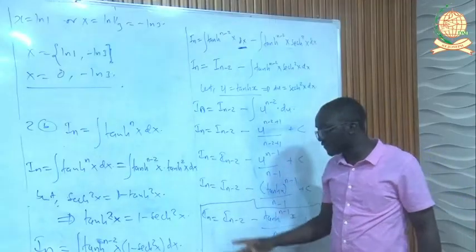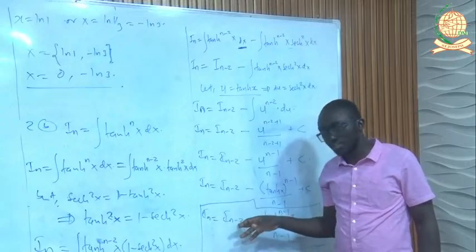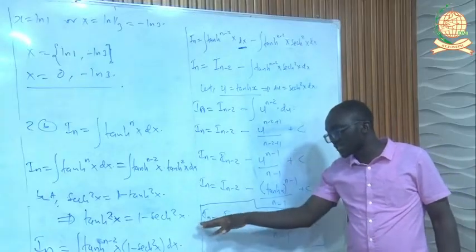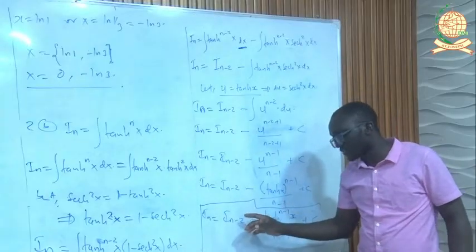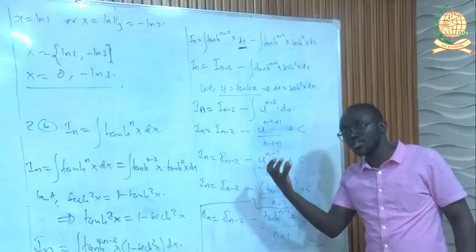If you plug in values like 5 here, it is going to be reduced to 3, because 5 minus 2 is 3. Then you can solve 3 using the same formula, because that is I_3. Plugging in 3, it's 3 minus 2, which is 1. It's going to be reduced more.